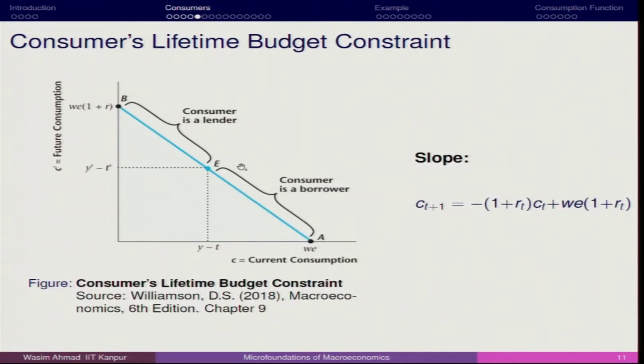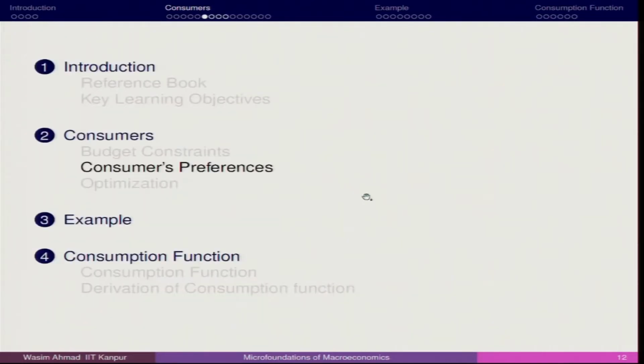So, the slope of this is minus (1 plus R). This is what we tried to define. So, this is the budget constraint that we have. I hope the lender and borrower case makes it easier to understand.